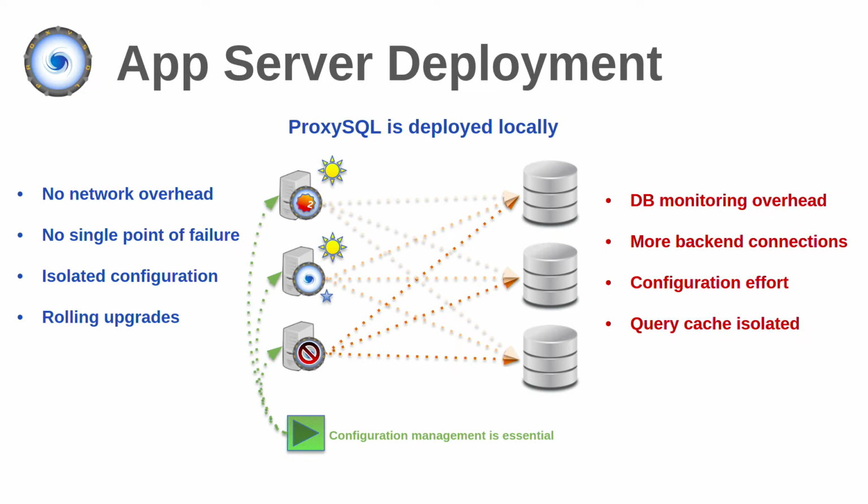So one of the quite common deployment topologies of ProxySQL is to install ProxySQL locally on the web server or on the application server. I said web as an example, but it could be any sort of application server. So what are the pros of this approach? Well, the pro is that basically you don't have any network overhead, because the communication between the application and ProxySQL is basically at no cost.